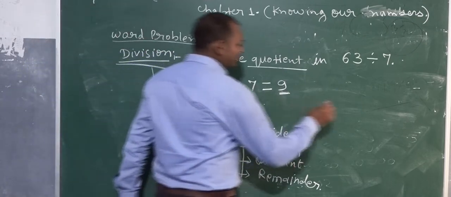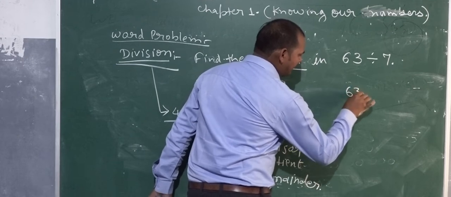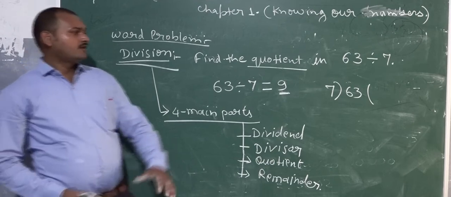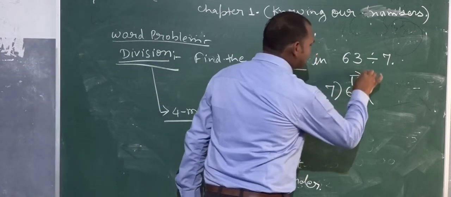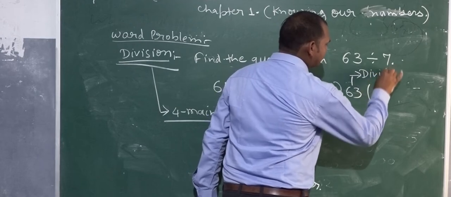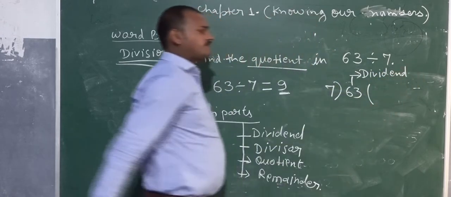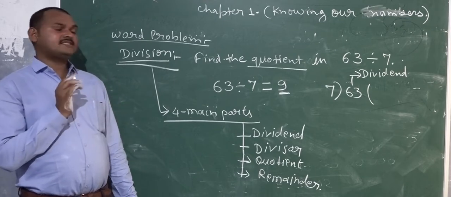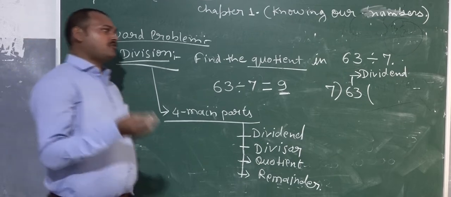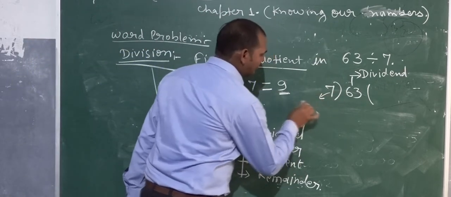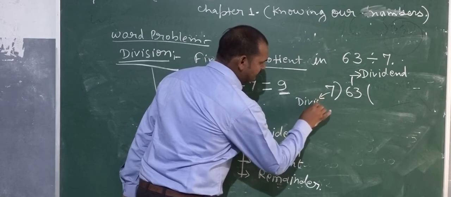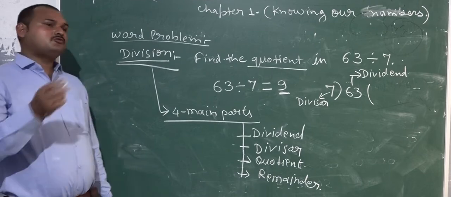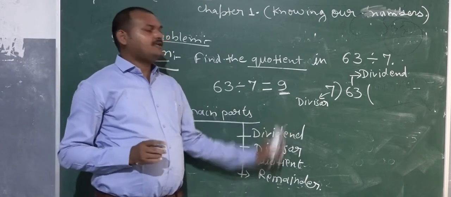So see here what we do. 63 divided by 7. This is the dividend. The number given is the dividend. And the number by which we want to divide is called the divisor. By the number we want to divide the given number is called the divisor.